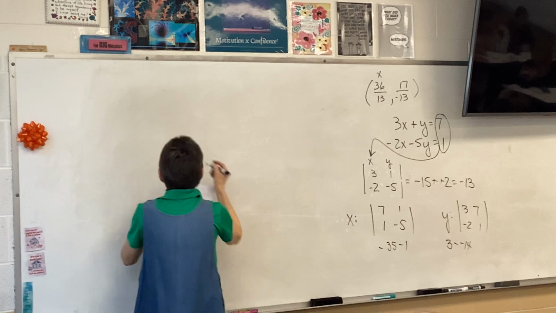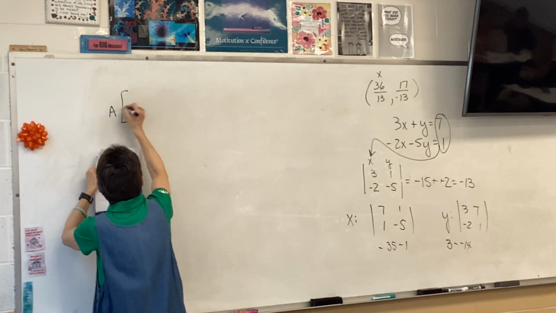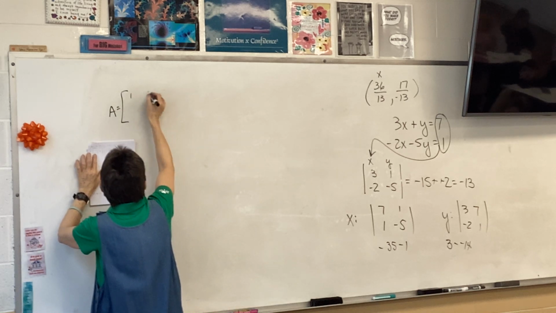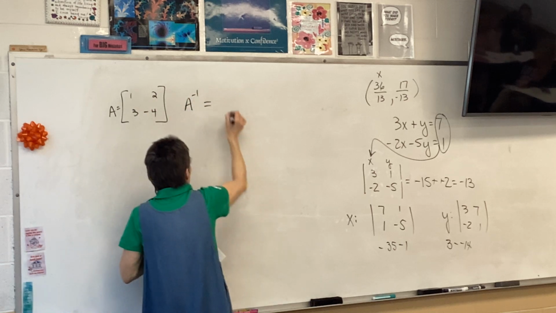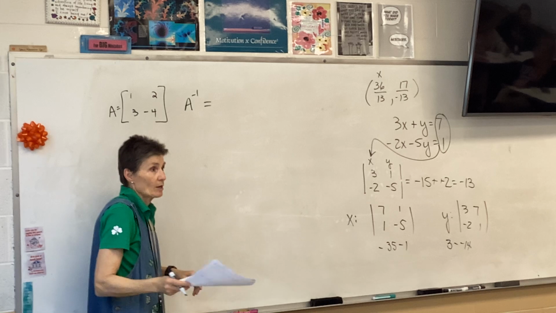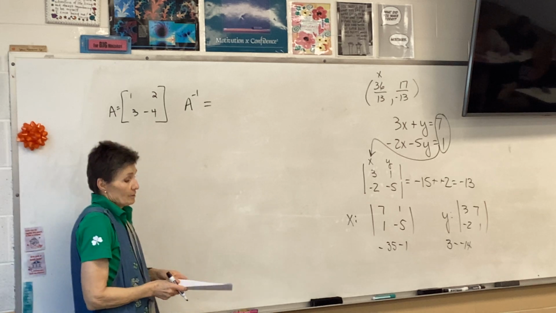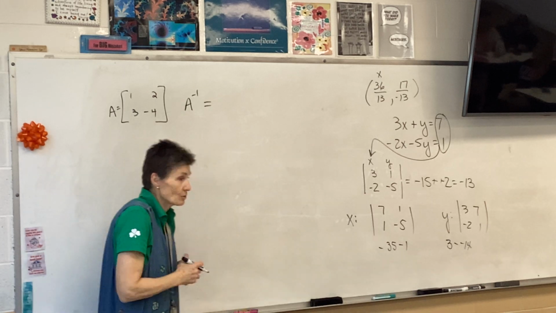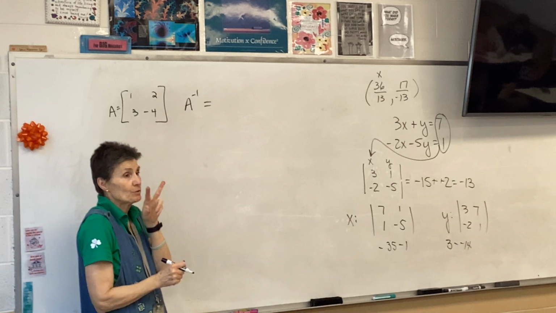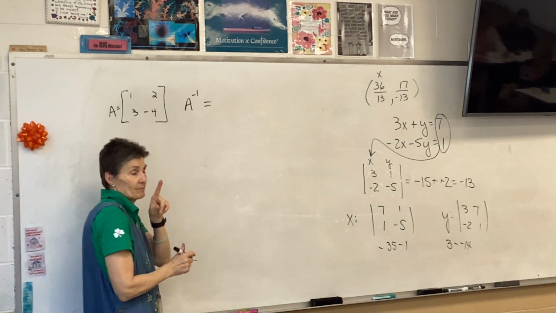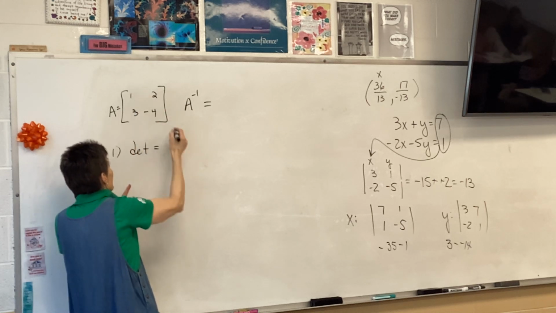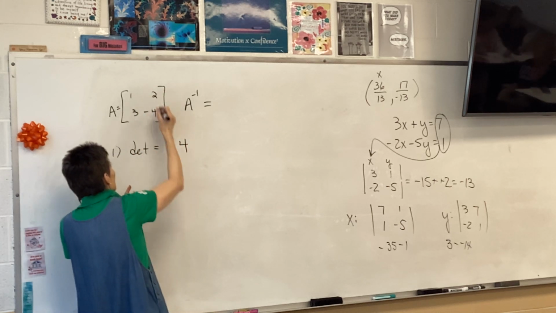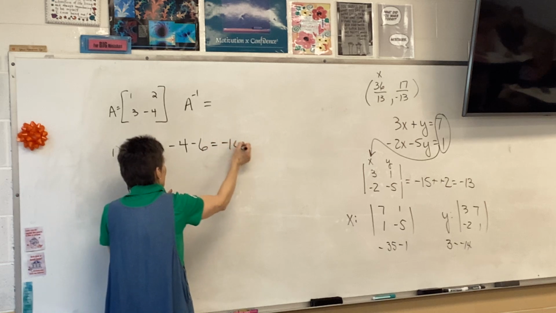All right, here we go. Matrix A. And we are finding A inverse. This is what you were talking about. To find A inverse, we have to do 2 things. What is the first thing we have to do? Find the determinant. So -4 minus 6. I got -10.